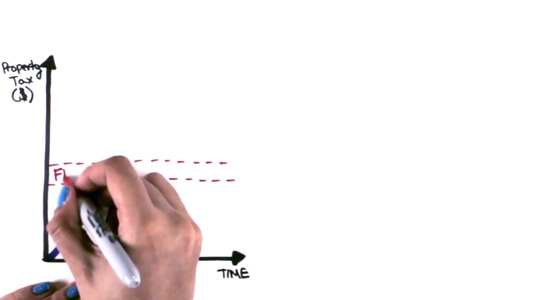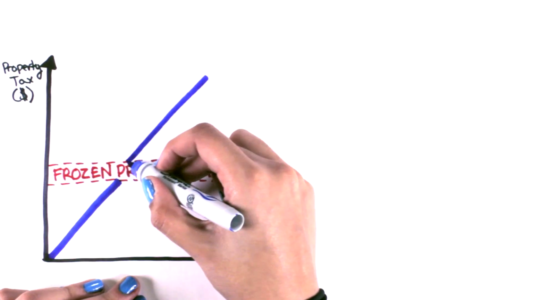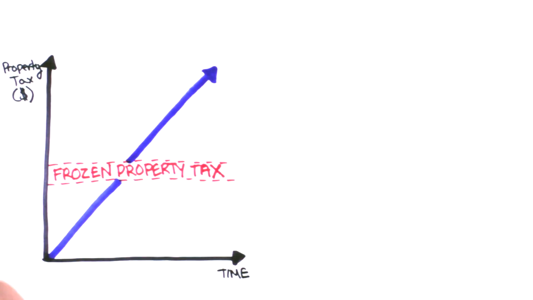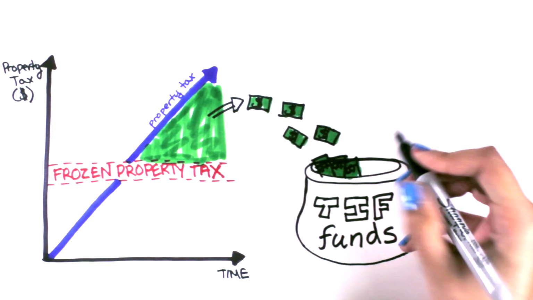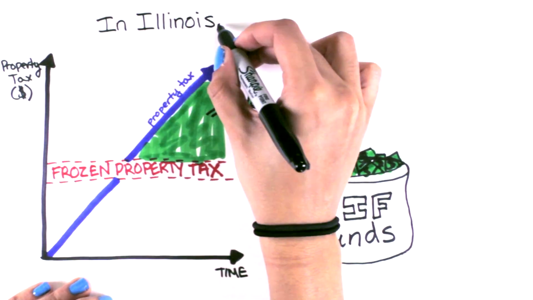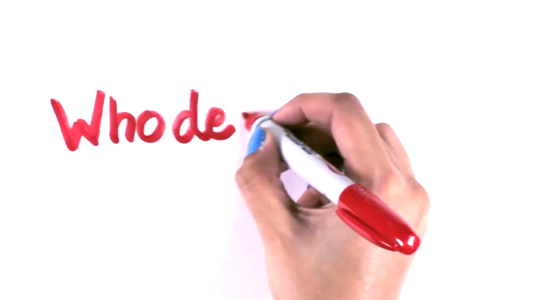Once a municipality designates a TIF district, the municipality freezes the property tax it collects for itself. But it also freezes the take for schools, parks, and the county. If property values rise, all of the new tax money goes into a TIF fund for the area. In Illinois, the taxes stay frozen for at least 23 years.